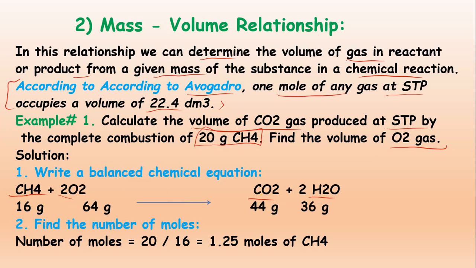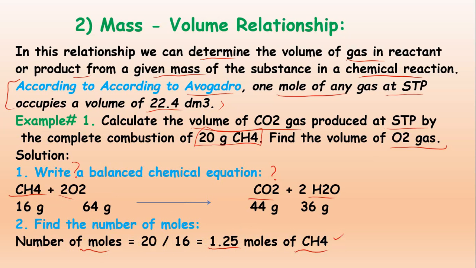Here it is being asked that we have to calculate the volume of CO2 and then the volume of oxygen also. Next is to find the number of moles. The mass of the methane is given, so we will calculate the number of moles in this way: 20 divided by 16 grams of methane. The answer will be 1.25 moles of methane. We have calculated the number of moles of methane.